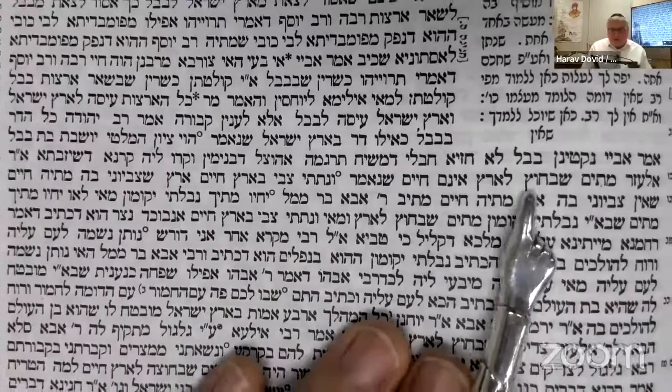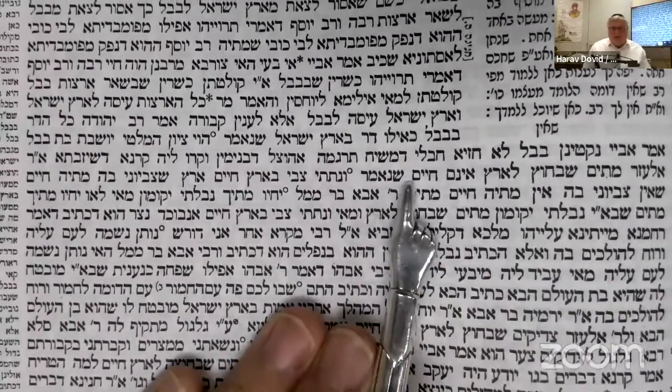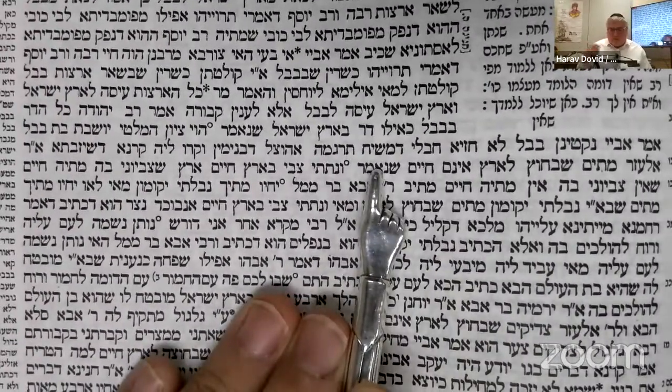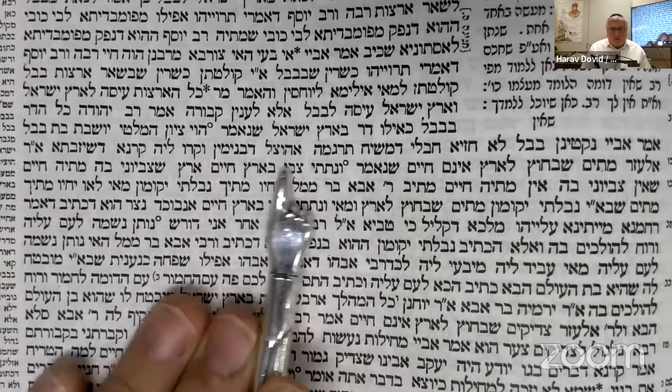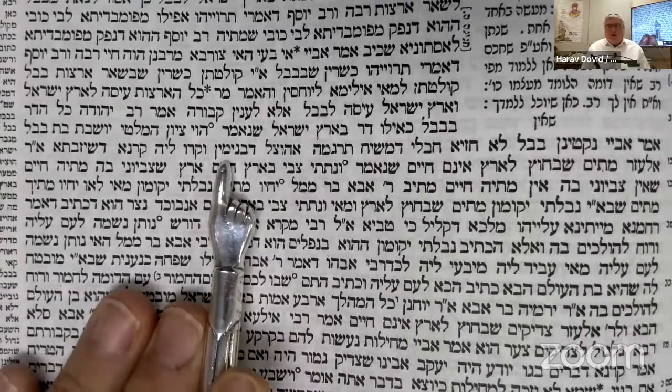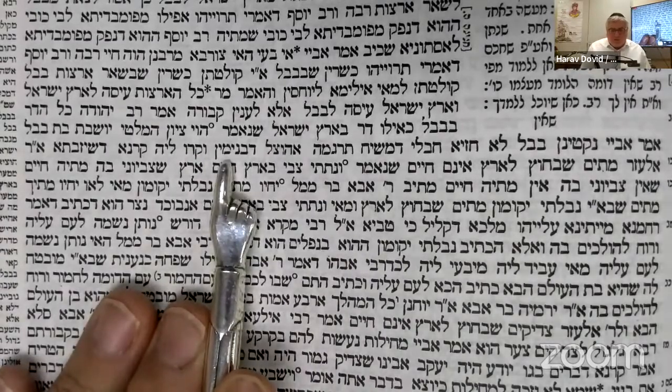Amar Rav, Nakatina we know, Bavel Lo Ichazi Chevlei D'Mashiach. The suffering that we're going to have before Mashiach will not happen in Bavel. Tirgama Ahutzal D'Binyamin. It wasn't all of Bavel, it was one city called the Hutzal of Binyamin.